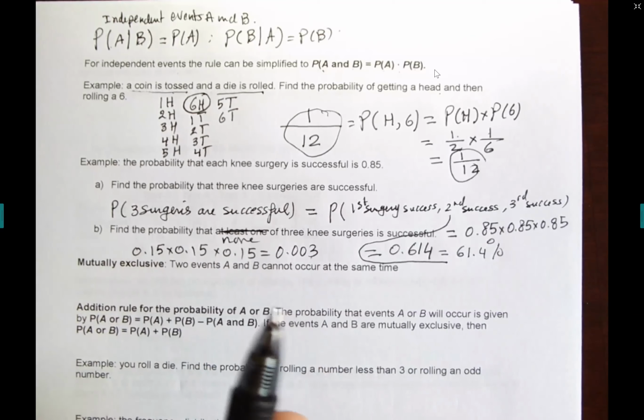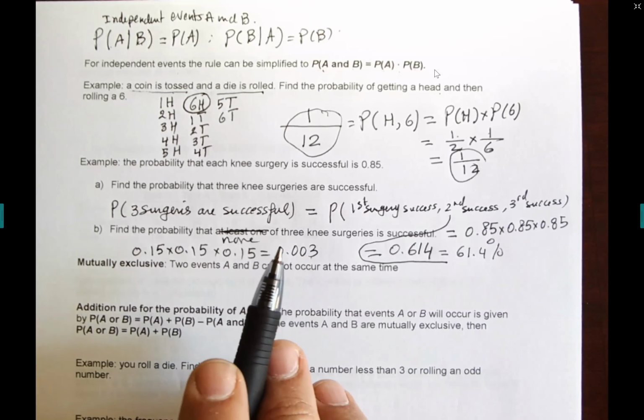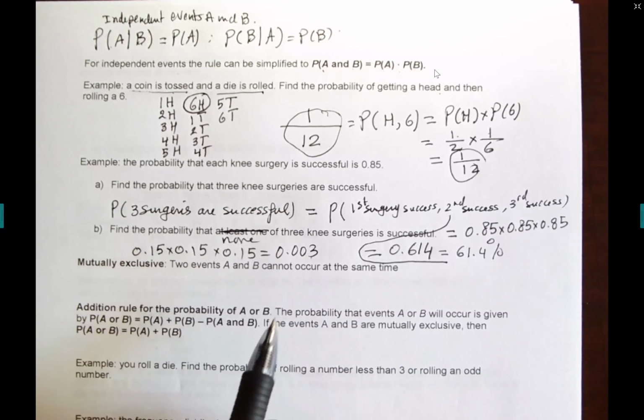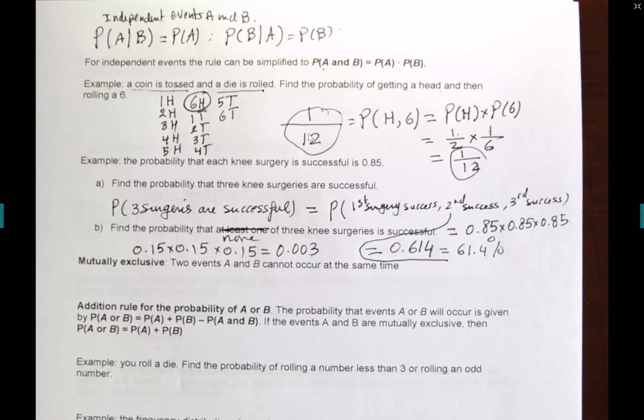Now, I was allowed to multiply because the events are independent. So this is what I'm trying to explain to you guys. When 2 events are independent and you are asked to find the probability of the 2 events happening at the same time, you just multiply the probabilities. That's what I just finished with the first group. So that should be it for today.